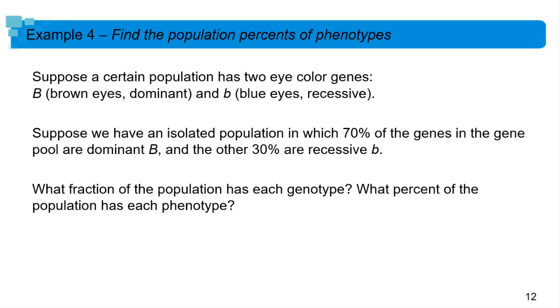So, just like we were talking about, suppose a certain population has 2 eye colors, brown and blue. Suppose we have an isolated population in which 70% of the genes in the gene pool are dominant, brown eyes, and the other 30% are recessive. What fraction of the population has each genotype? What percent of the population has each phenotype?